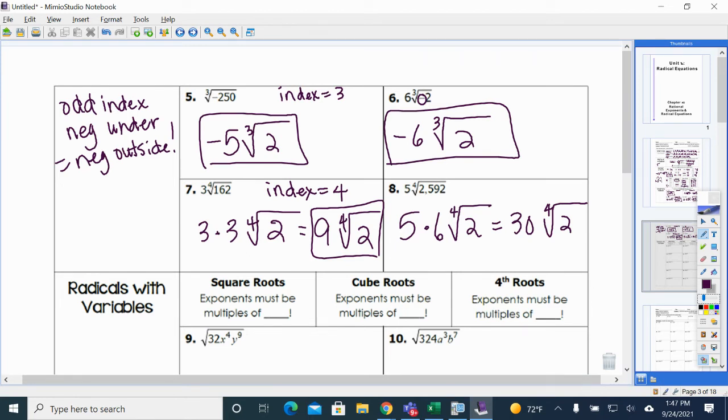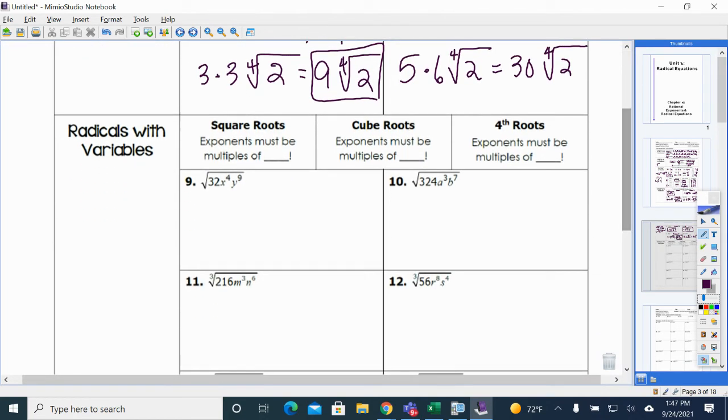All right, continuing on here, this next set is going to be very interesting. It's very important that you know that when we're talking about square roots, the exponents are supposed to be multiples of 2 because the index is 2. If it's a cube root, the exponents on your variables need to be multiples of 3 because it's a cube root. And for 4th root, again, your exponents must be multiples of 4 on those variables.